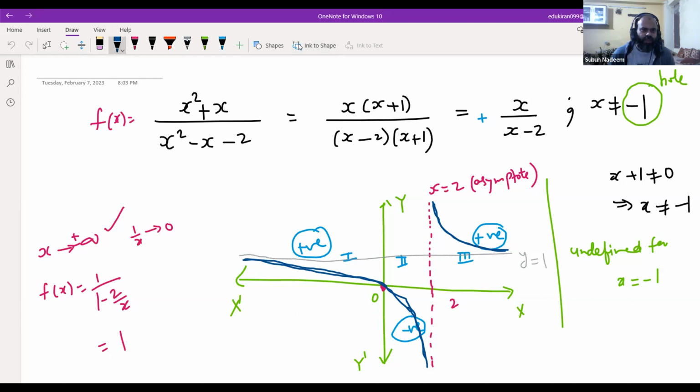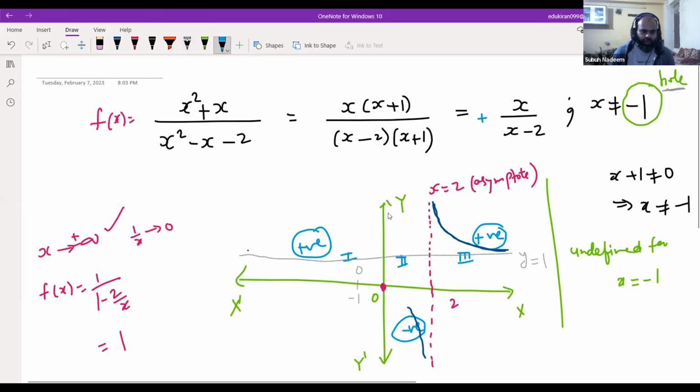One error is there that we have not shown here. That is wrong on our side also. As we mentioned above, at x is equal to -1, there is a hole. So at -1, you don't get any output.